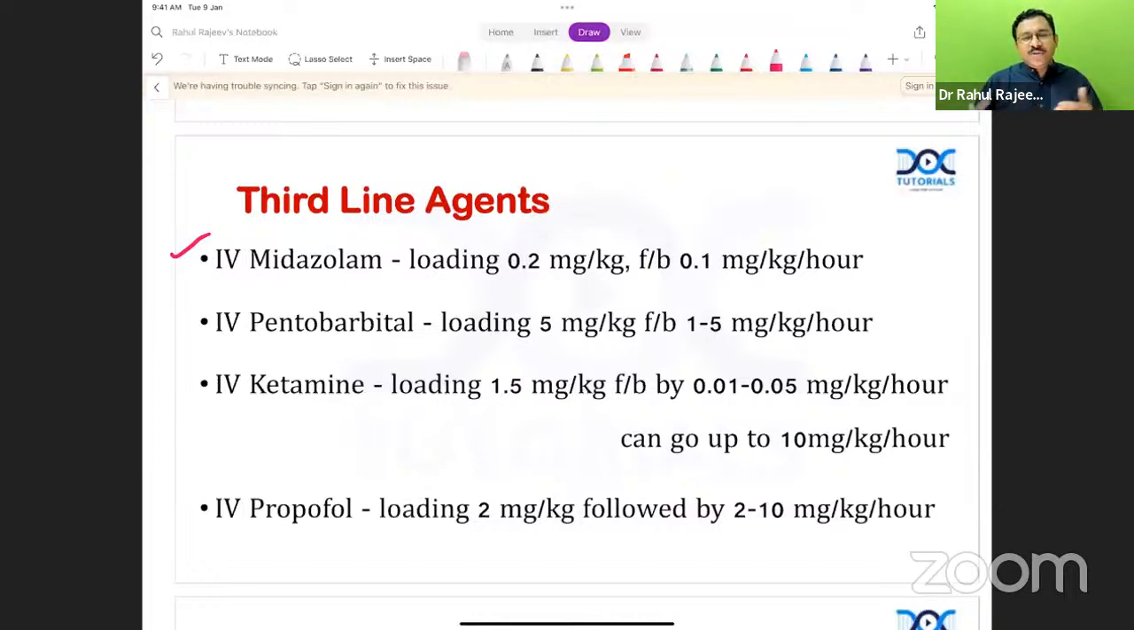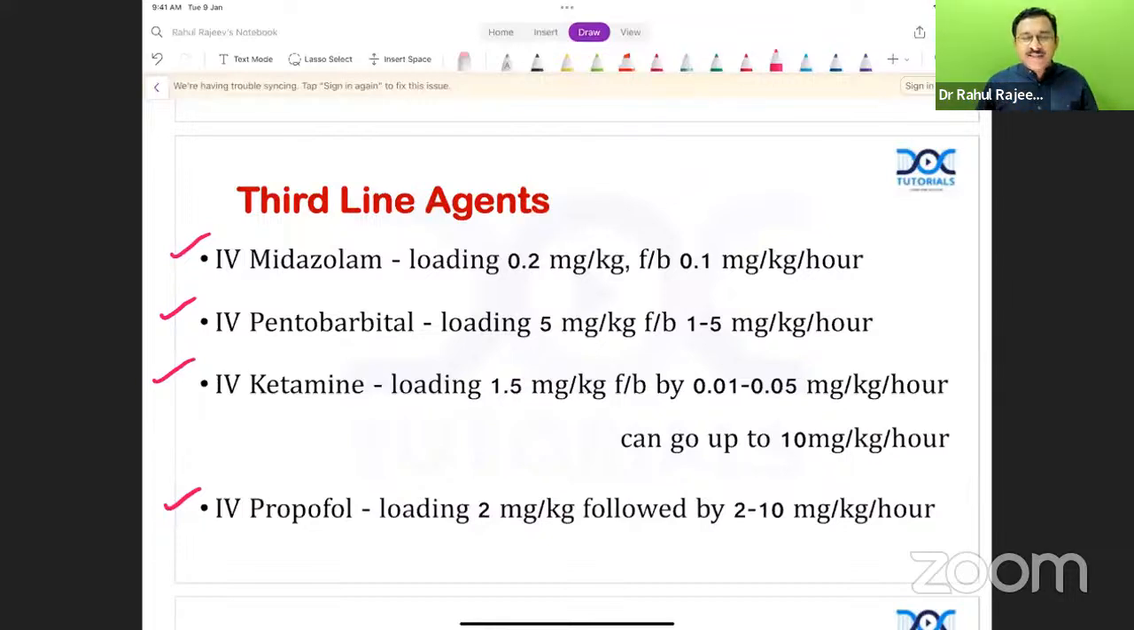So this is usually the infusion rate. You can up titrate it depending on the response. So do not think that this is just a solid figure. You will see even textbooks differ in the values because you can up titrate these values. So midazolam can be given. Then pentobarbital at a loading dose of 5 mg per kg, followed by an infusion at 1 to 5 mg per kg per hour. IV ketamine at a loading dose of 1.5 mg per kg, followed by 0.01 to 0.05 mg per kg per hour. You can go up to 10 mg per kg per hour in certain circumstances. IV propofol at a loading dose of 2 mg per kg, followed by 2 mg per kg per hour.